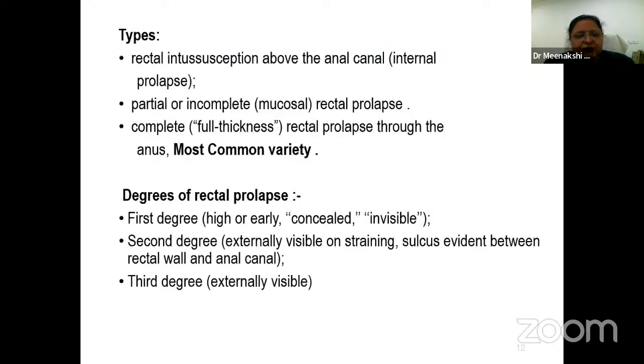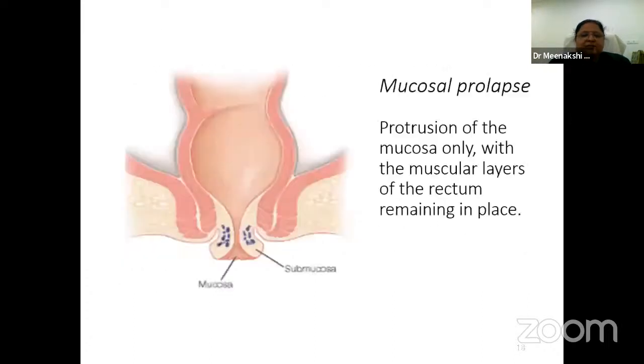Now, there are 3 types of rectal prolapse. The rectal intussusception above the anal canal, that is internal prolapse. It can be partial or incomplete, known as mucosal rectal prolapse, and it can be complete, that is full thickness rectal prolapse through the anus, which is the commonest variety that we get. Now, depending upon the degree, first degree means it is high or concealed, which is invisible. Second degree is externally visible on straining, and the sulcus is evident between the rectal wall and the anal canal. And third degree means the complete prolapse, which is externally visible.